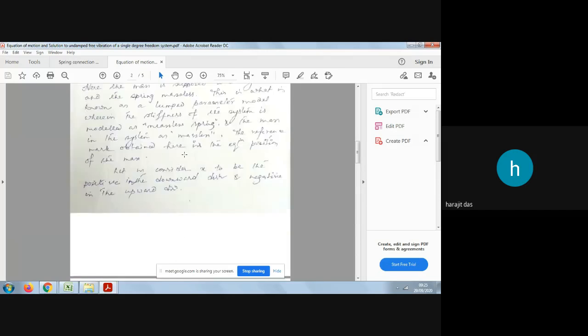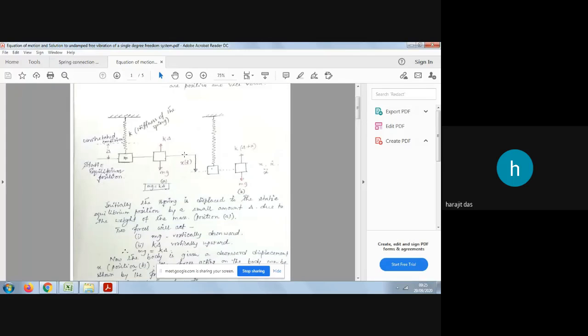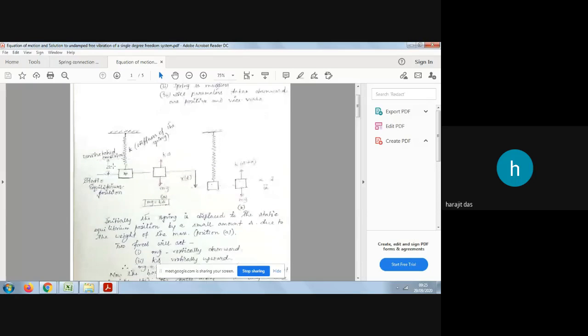So our initial diagram was this one. Okay, so this was the unstressed condition when there was no mass. So the spring length was the minimum length, then mass was added, then this is the static deflection. So where mg equals k delta, spring force will be equal to the weight of the system. So then again it is displaced by the amount of x.